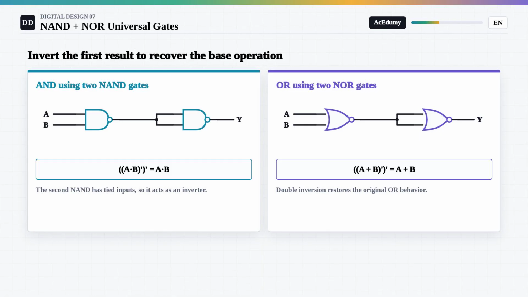The NOR construction is parallel. A first NOR produces the complement of A or B, and a tied input NOR inverts that result again. The output is A or B. With NOT plus the recovered operation, De Morgan's laws can supply the remaining operation.